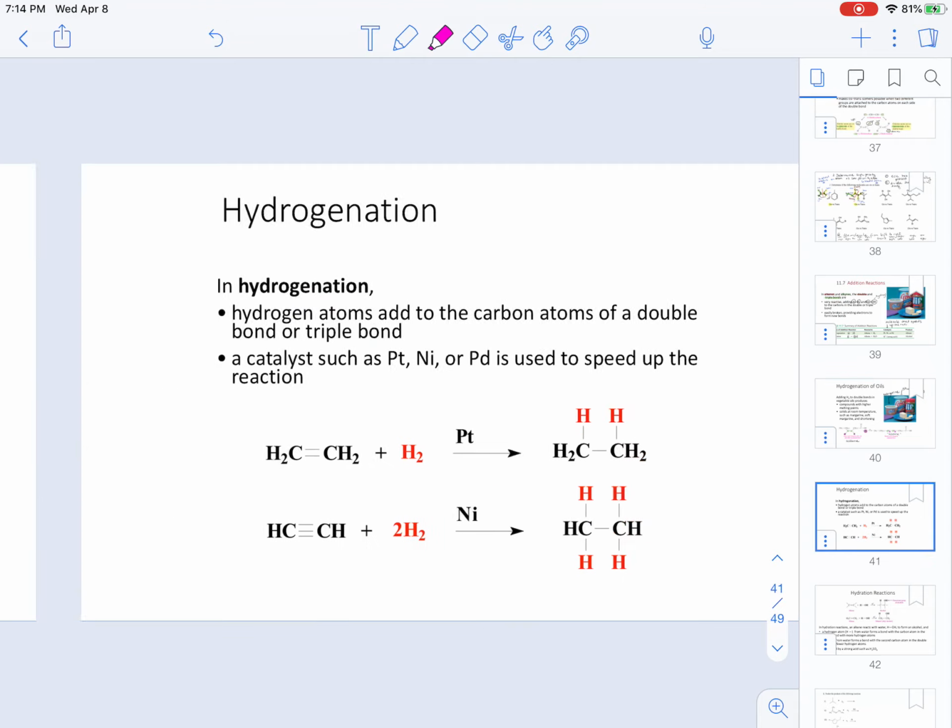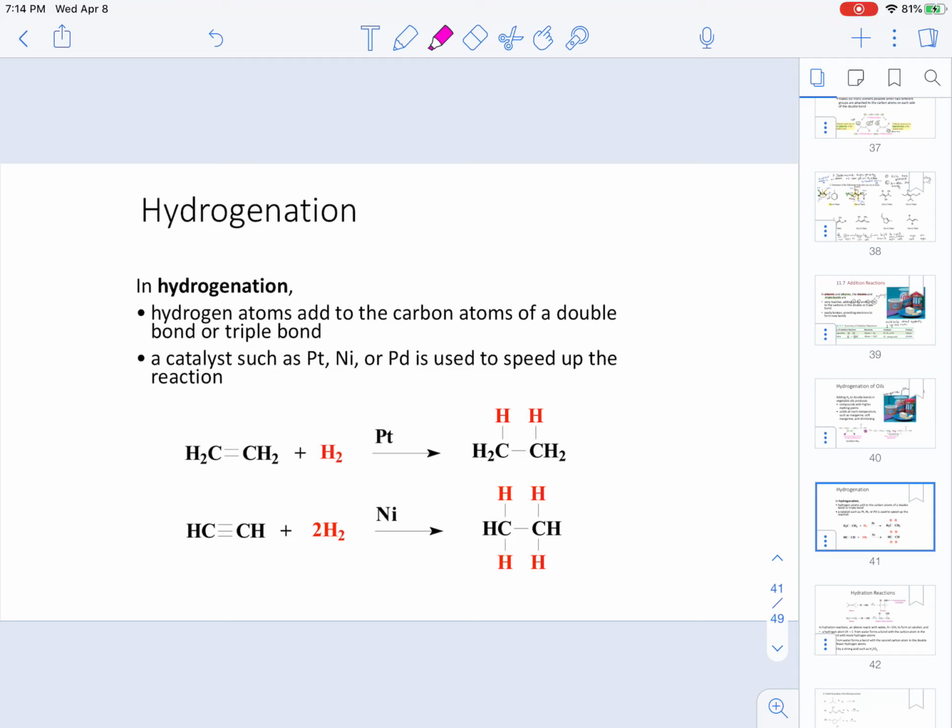So when it comes to the hydrogenation reaction, as you can see, we are going to be adding hydrogen atoms to the carbon-carbon double bond or the triple bond. Remember, in this process, we can use catalysts that can be platinum, nickel, or palladium. So any of the three can be used. And remember that they are just going to be speeding up the reactions. They are not going to be involved directly or being added to the product.